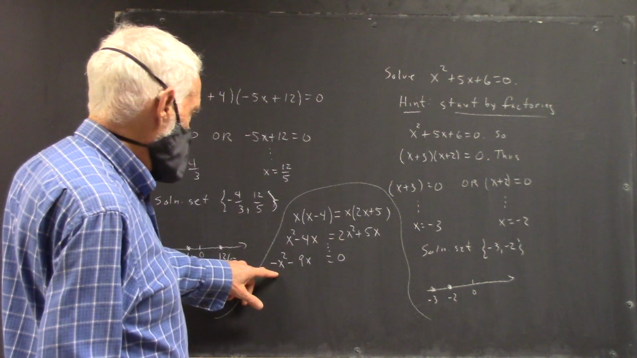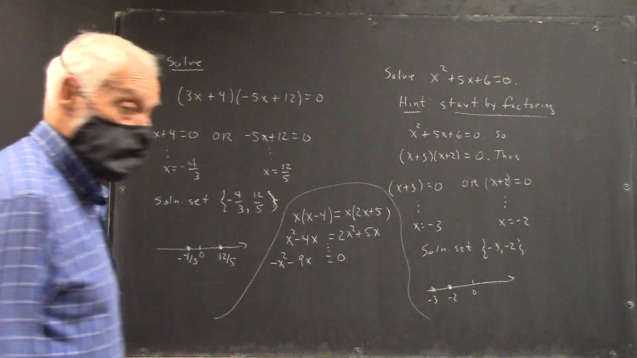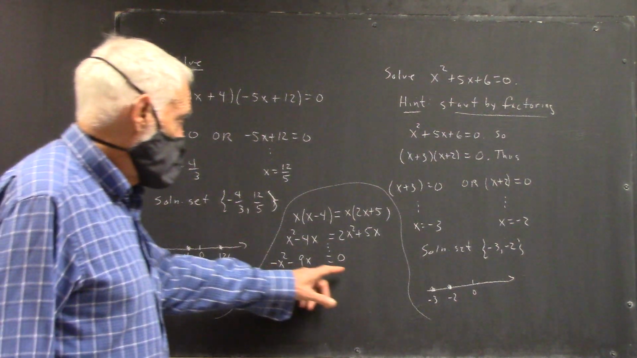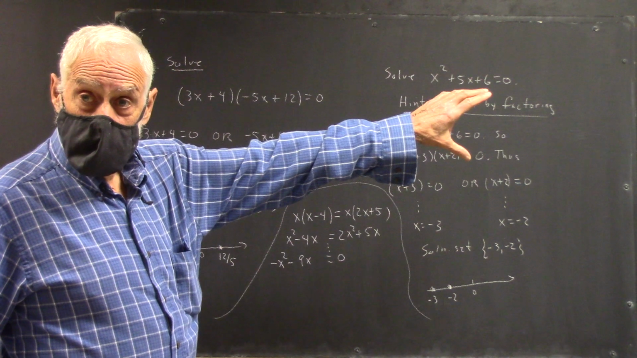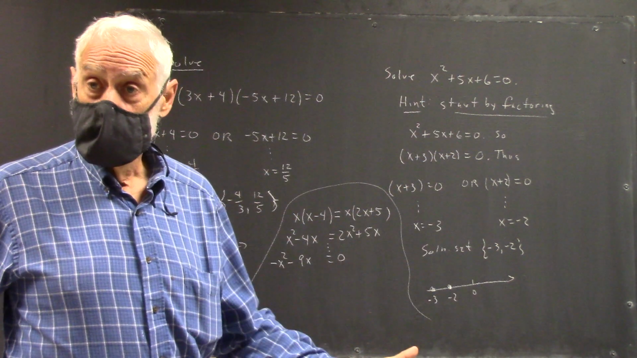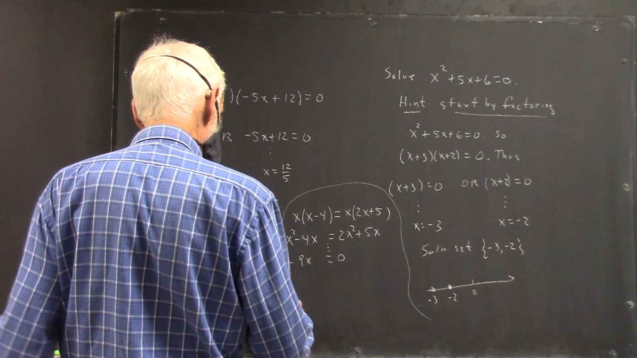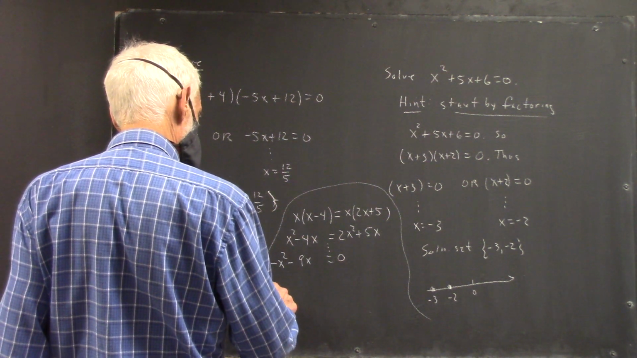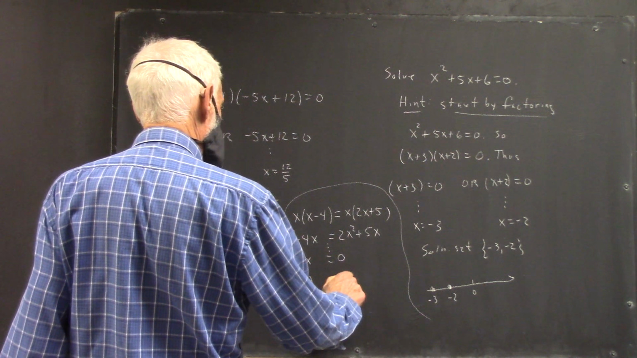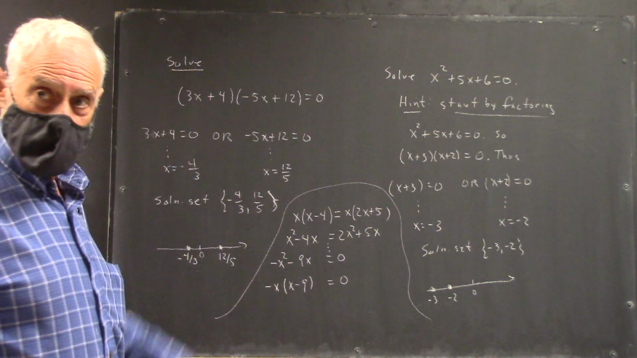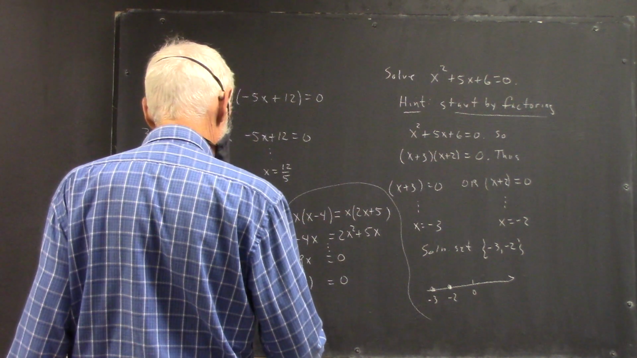Subtract the 2x squared, you're going to get a -x squared here. Subtract 5x, you're going to get -9x here. And now you have it in the form where something is equal to 0, because you can't apply this principle unless you have a product that's equal to 0. And then you say, okay, well, then -x times x minus 9 equals 0. This one's easy to factor. You just factor out the greatest common factor.